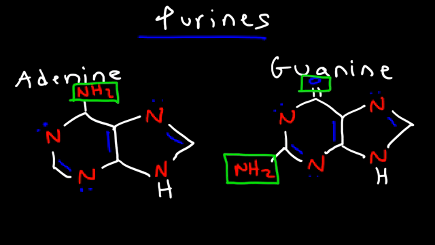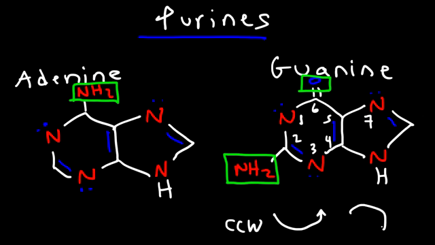Now let's talk about numbering the rings. So this nitrogen represents number 1, and then you need to count it in a counterclockwise direction. So this is 2, 3, 4, 5, 6. Then you move on to the 5-member ring. This is 7. We're going to count it in a clockwise direction. So this is 8 and this is 9.